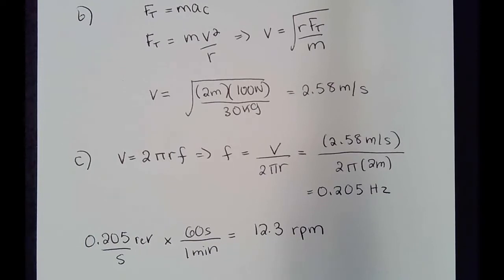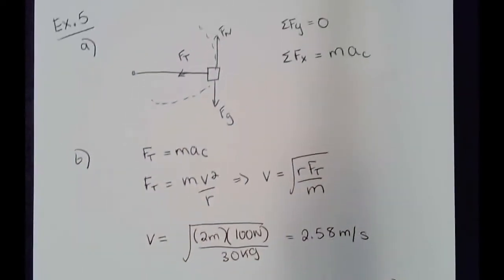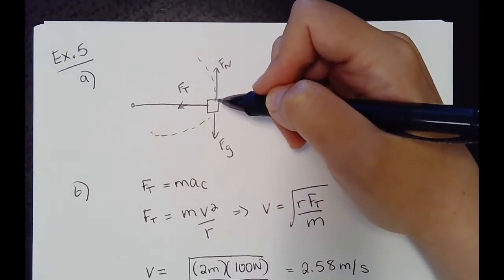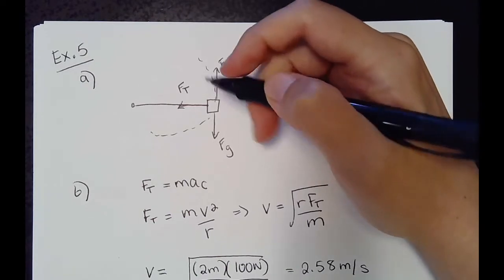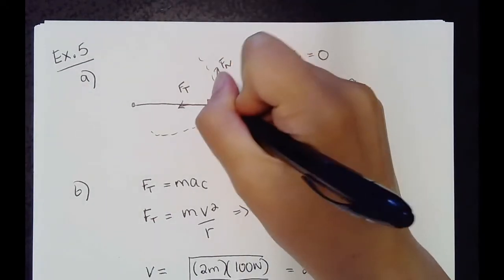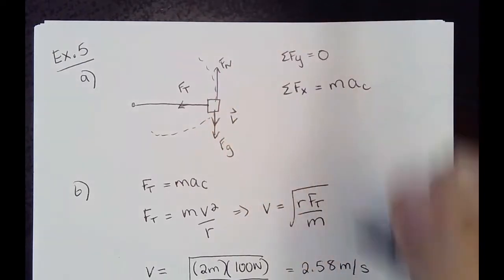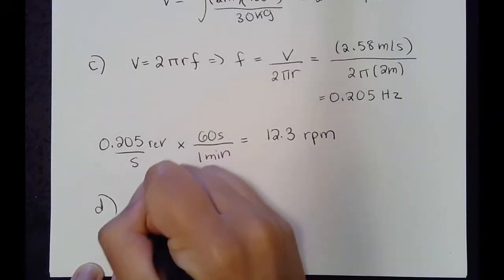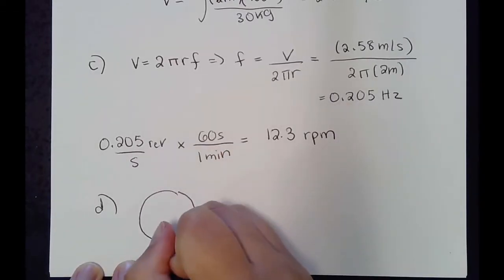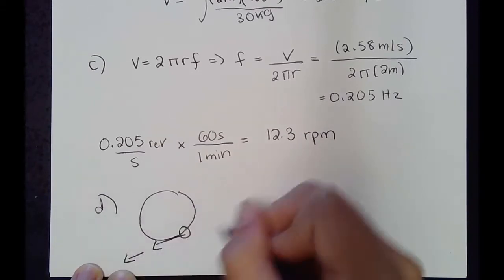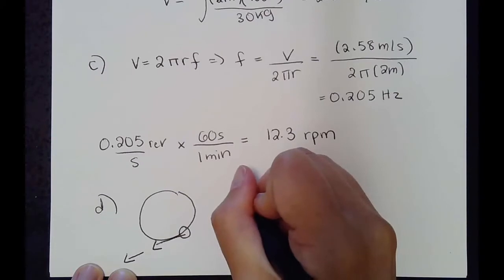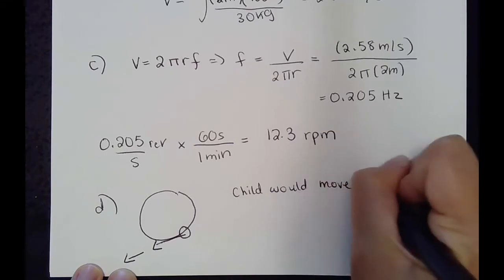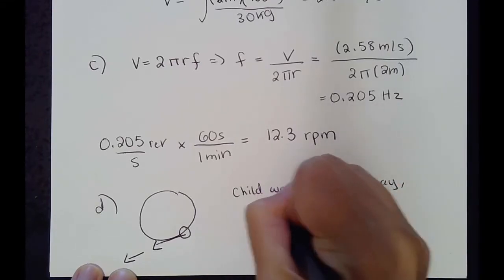Now part D is what happens to the boy if the father lets go. So let's look at our diagram here. What would happen when this string breaks is that the child would move off tangent to the circle. So the child is going to continue moving in the direction they were moving, depending where they were at that point. I'll draw it down here now. So if they're moving in this circle, let's say they're at this point, then they would continue moving off tangent to the circle. And this is due to inertia. So we can write that the child would move away tangent to the circle.